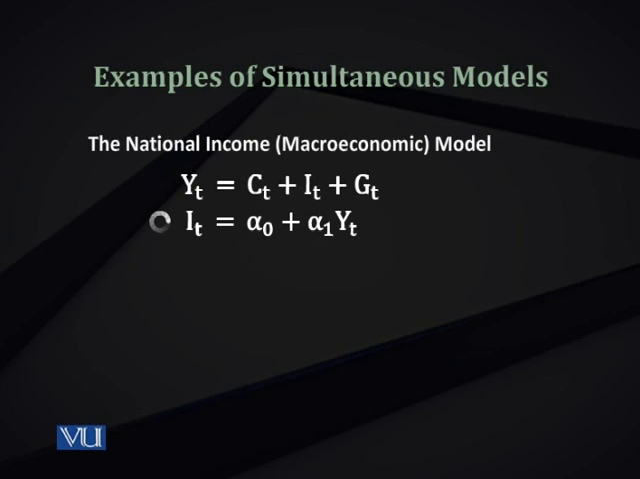So the second equation shows I_t is alpha naught plus alpha 1 Y_t. This depends on the investment theory. Similarly, consumption theory, particularly the Keynesian consumption theory, shows that consumption is also dependent on national income. So C_t is beta naught plus beta 1 into Y_t plus an error term. Similarly, you have investment as a function of income. You may have other variables as well, but this simple national income macroeconomic model is a simultaneous model.